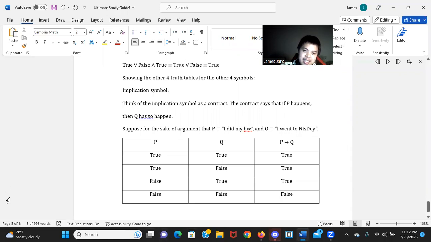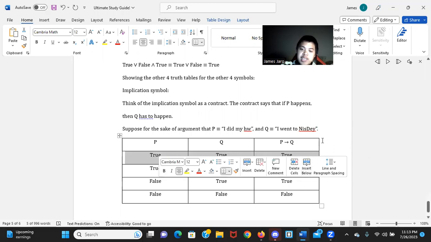But the idea is this. If we plug in the statements that we have, essentially what we have is that if I did my homework, then I had to have gone to NISD. So in this scenario I did my homework, and I got to go to NISD. Does the contract hold up? The answer is yes, because the contract says that if I did my homework, then I should have gone to NISD, and it turns out that's the case. So we know that in this row right here, P implies Q is true.